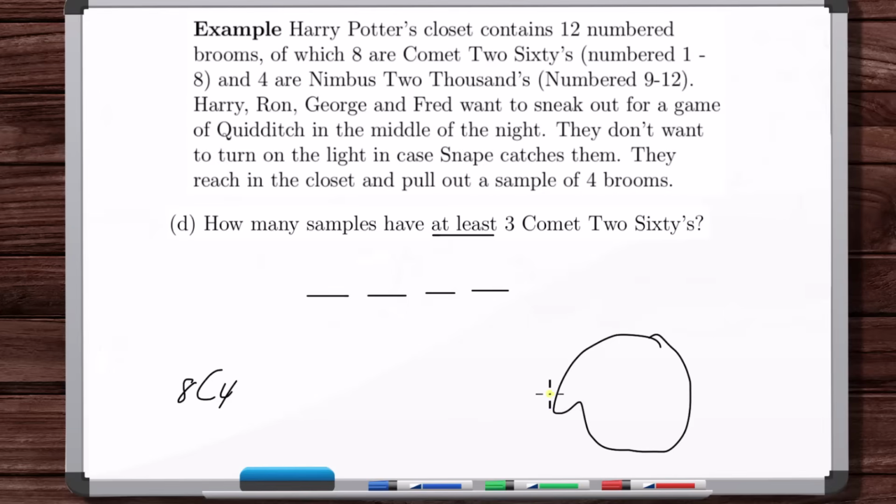8 choose 4. Okay, now we want to add that to if there's 3 Comet 260s. So it's 8 choose 3, but then you could have one of the Nimbus 2000s, and there's 4 of those. So there you go.